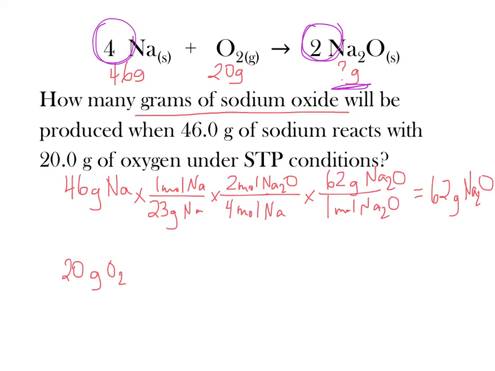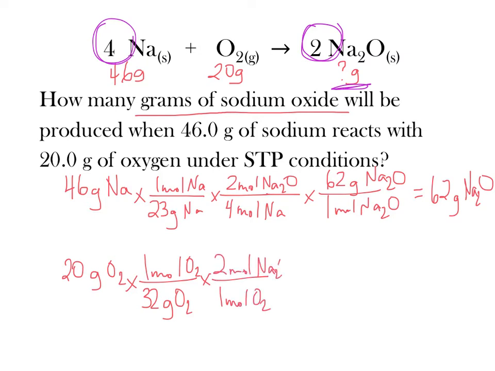Actually, pause your video right now. You do the exact same thing with oxygen. Then pick it back up and see if we got the same answers. All right, well, hopefully you did that. We're going to go 32 grams of oxygen per mole. 1 mole of oxygen will produce 2 moles of Na2O. And 1 mole of Na2O has a mass of 62 grams.